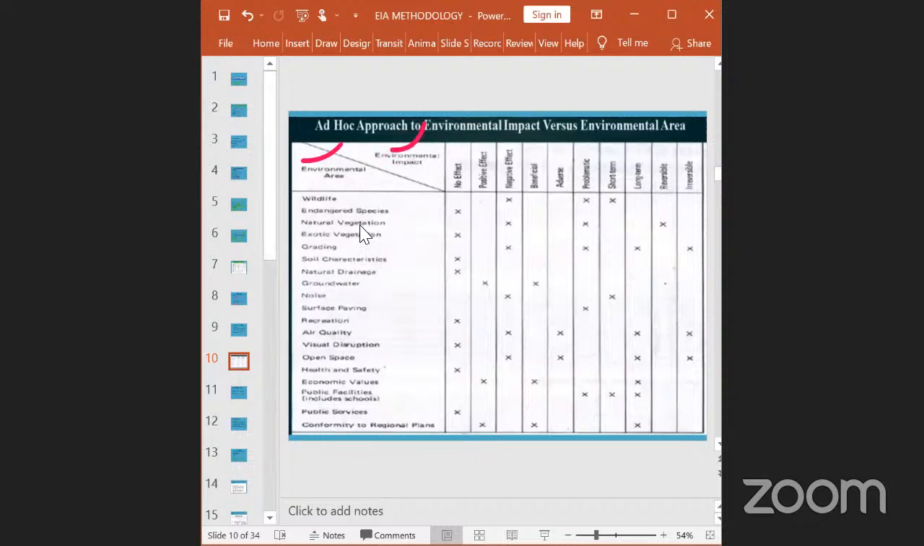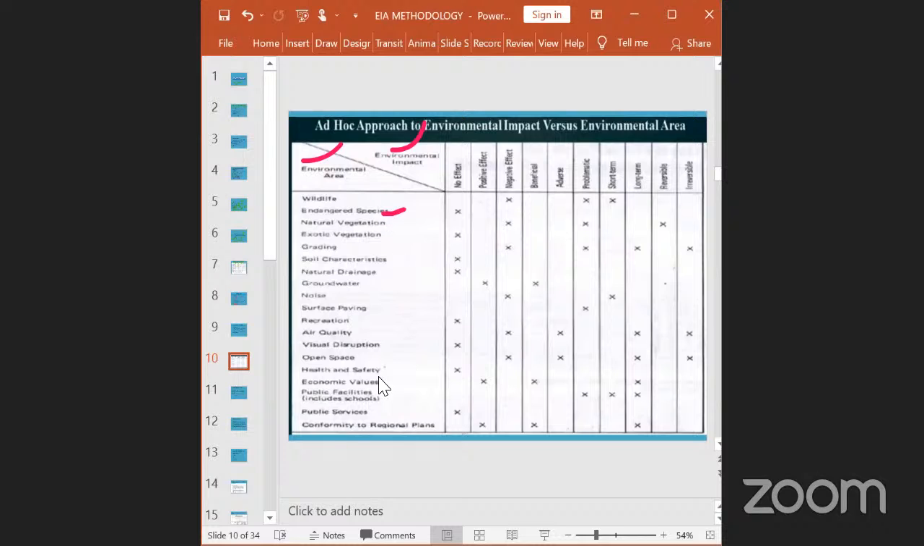So the environmental areas are those of environmental effects: wildlife, endangered species, natural vegetation, exotic vegetation, grazing, social characteristics, natural drainage, groundwater, noise and air quality, visual description and services, open space and recreation, health and safety, economic values, public facilities, and finally conformation with the regional plans.